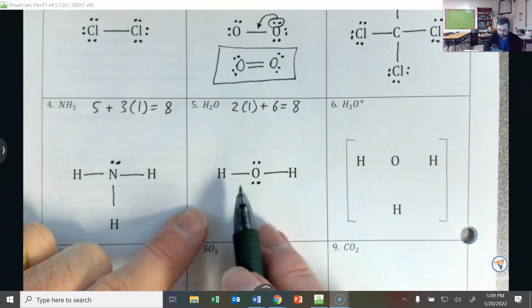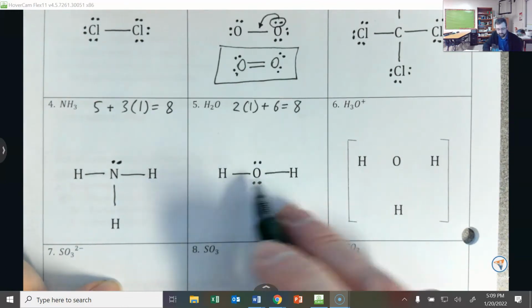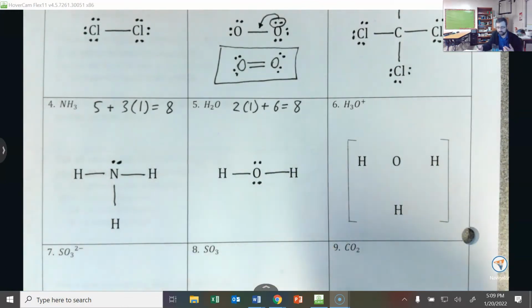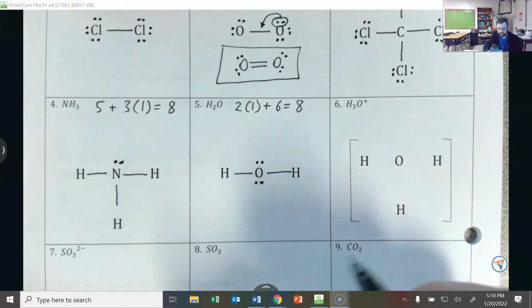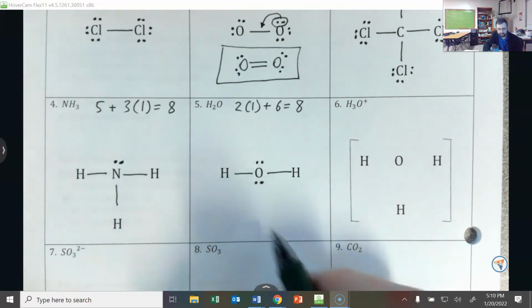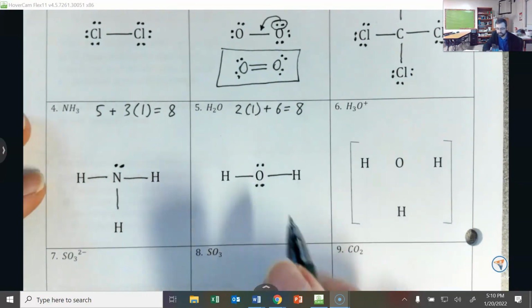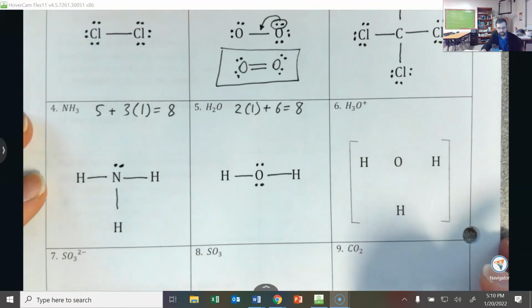Did the counting, drew the skeleton. I saw that hydrogen was already satisfied, so I don't put anything else on the outsiders. Then I went to putting the leftovers on the central atom, and then I counted 2, 4, 6, 8 to make oxygen happy, 2 apiece to make hydrogen happy.